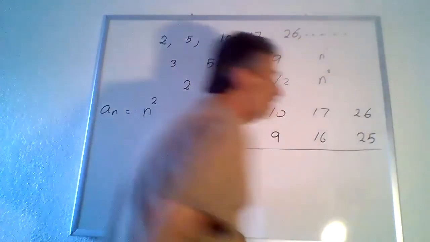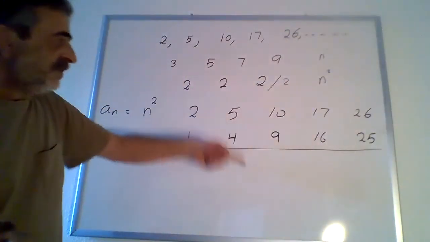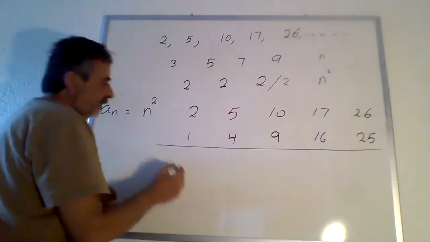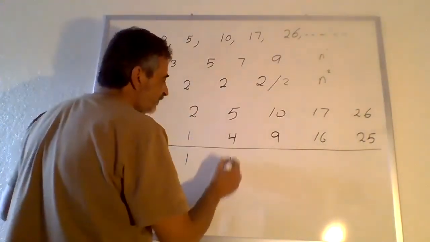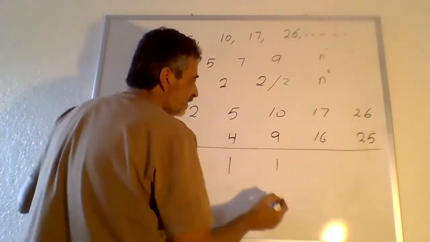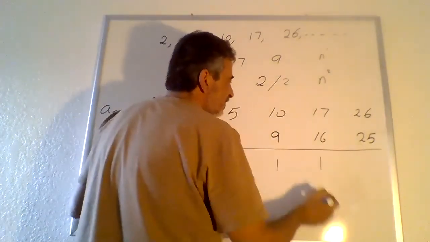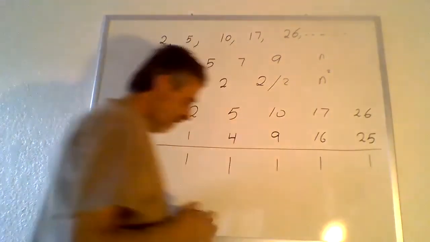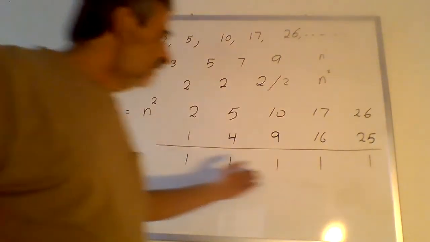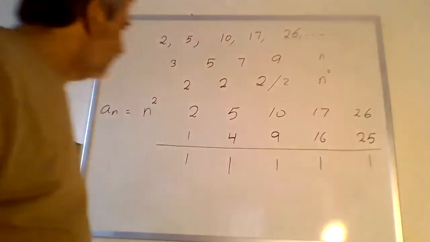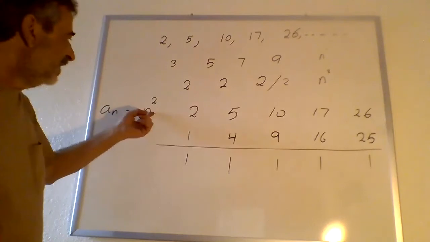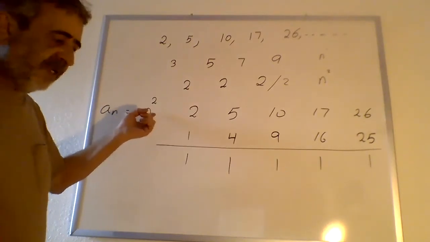So doing this, we're going to go ahead and subtract. So 2 take away 1 is 1. 5 minus 4 is 1. 10 minus 9 is 1. 17 minus 16 is 1. And then 1. So we can see that all of these numbers happen to be 1. So that means this number is really added to the n squared we have.